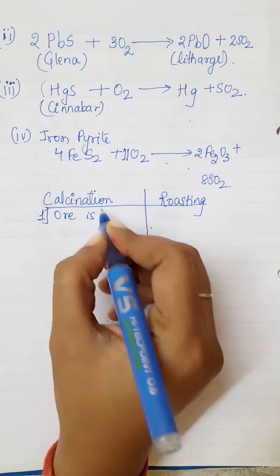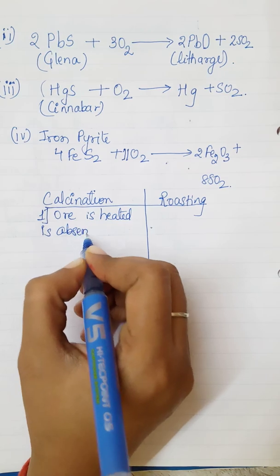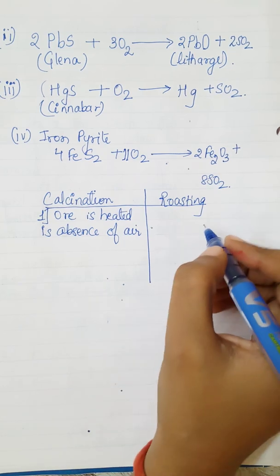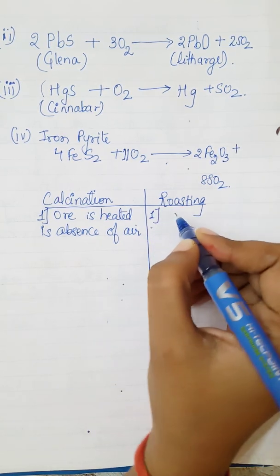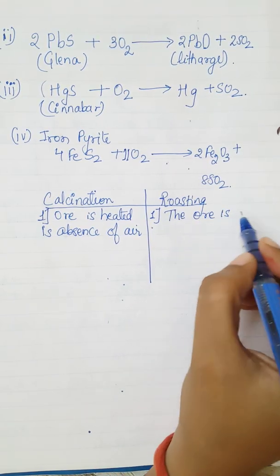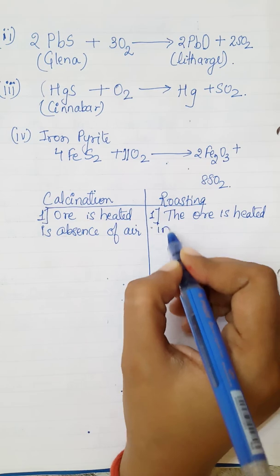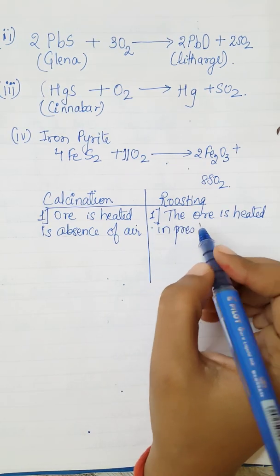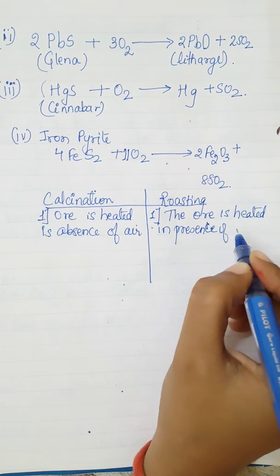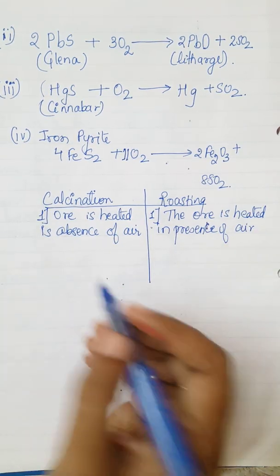Ore is heated in absence of air. Okay? Whereas in roasting, ore is heated in presence of a sufficient or excess supply of air. Okay? Then where is each used?